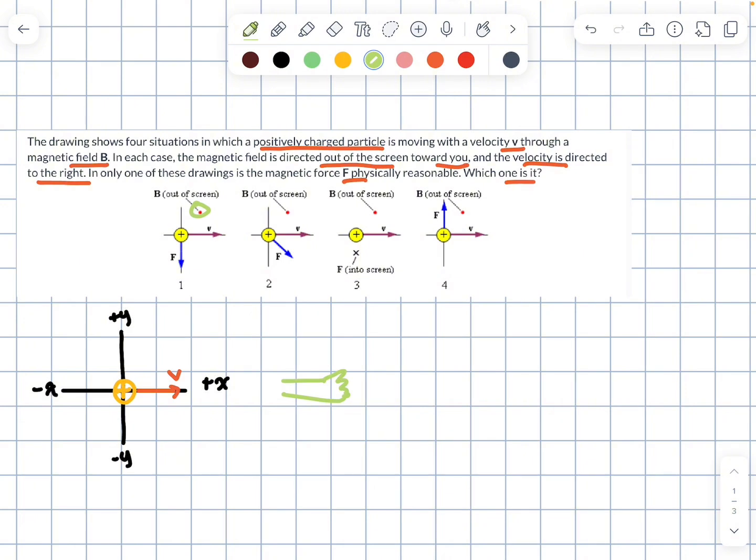All right, so we have our fingers pointing straight along the velocity, which is this way, and then we're going to curl the fingers in the direction of the magnetic field, which is out of the screen towards us. Okay, so if we curl our fingers this way, out of the screen towards us, then our thumb is going to be pointed down. So that means that the force is F.